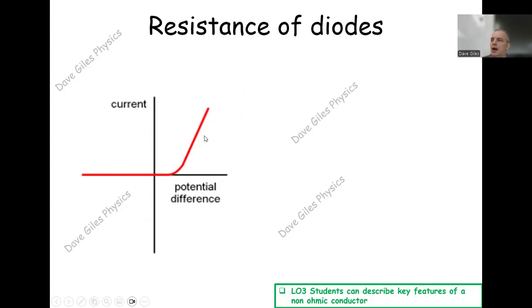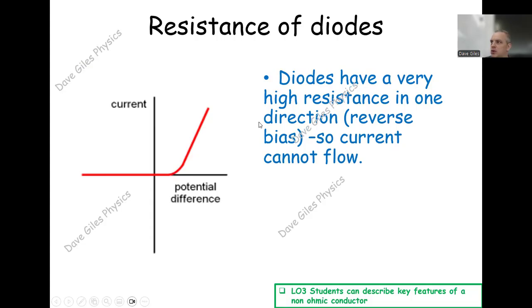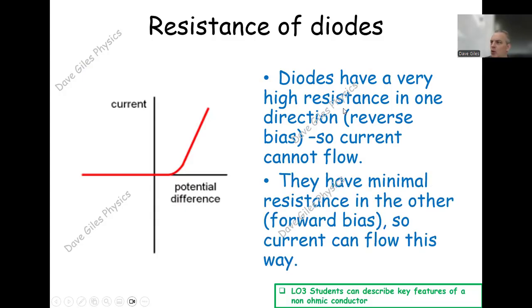And then in the forward bias, you still need a small voltage across the diode, around 0.4 to 0.7 volts, and then current will start to flow. So diodes have a very high resistance in one direction, the reverse bias, so current will not flow. And they have minimal resistance in the other direction, the forward bias, so current will flow that way.